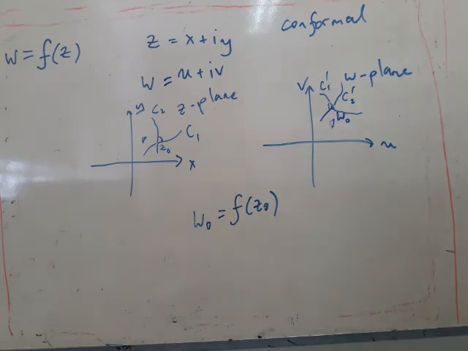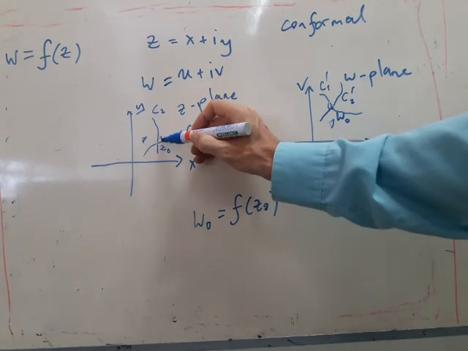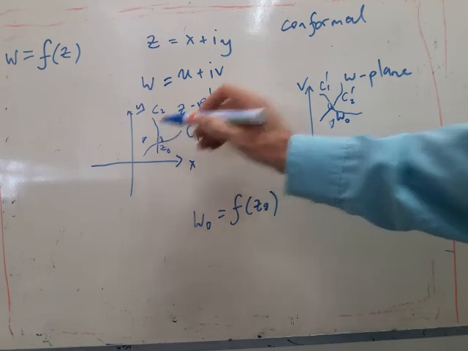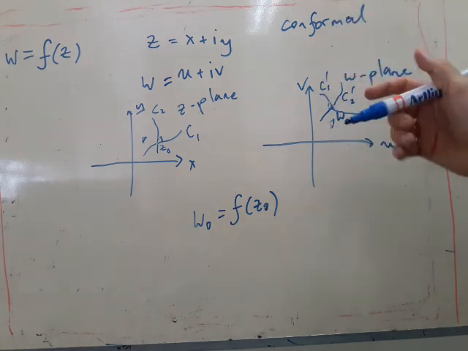The other thing to say is that not only is the angle the same, but the sense is the same. So what we're saying is that it's the angle from C1 to C2 is the same. So you're not allowed to sort of flip this over. That would not be a conformal map.